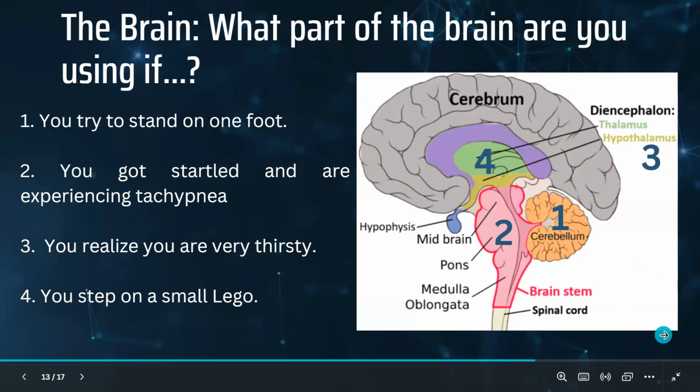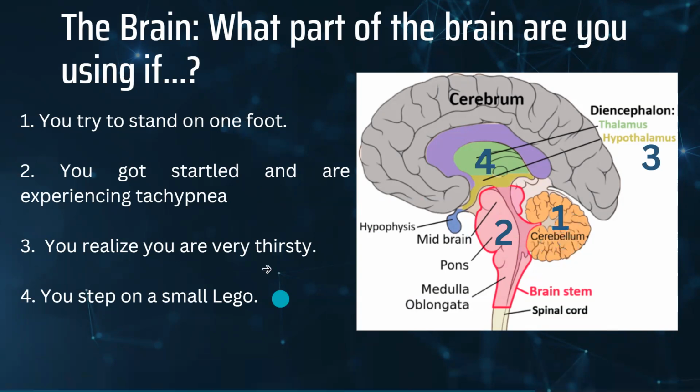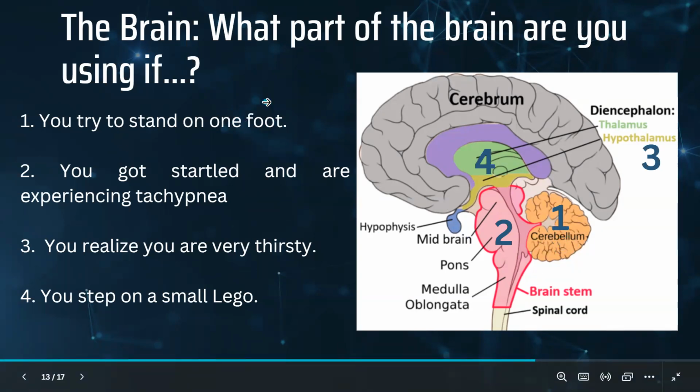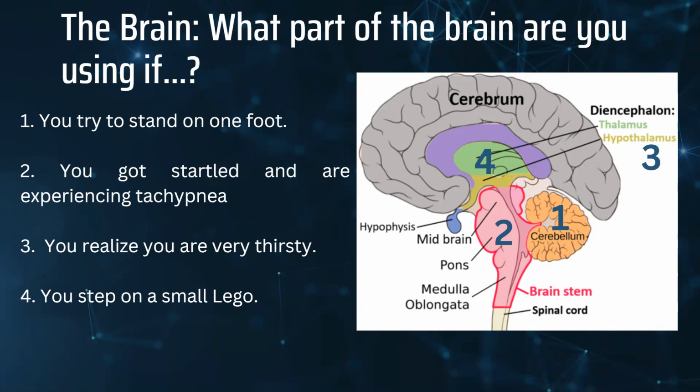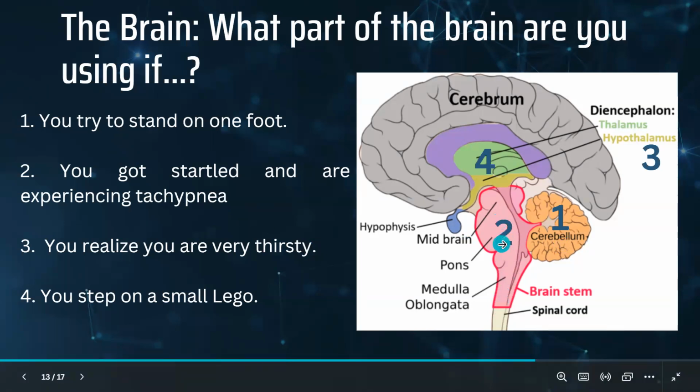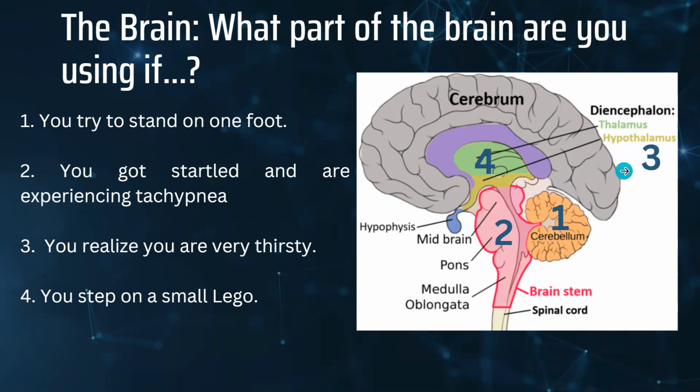Sorry, I didn't mean to click quite yet, so pause it if you don't want to cheat, but these match up with everything. So standing on one foot, our cerebellum is in charge of balance. Our brain stem, so tachypnea, remember that's going to be rapid breathing. So our respiratory center is contained there. Thirst is going to be our hypothalamus. So hunger and thirst is the hypothalamus specifically. And then number four sounds pretty painful, so it's going to go through our thalamus.